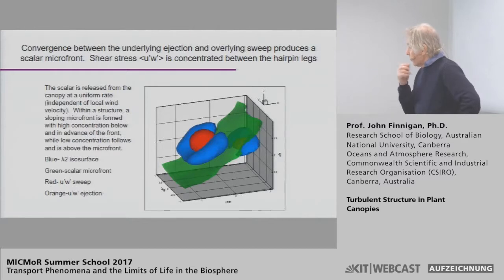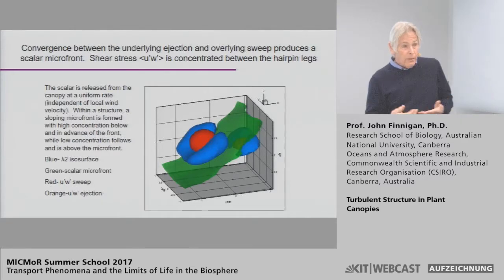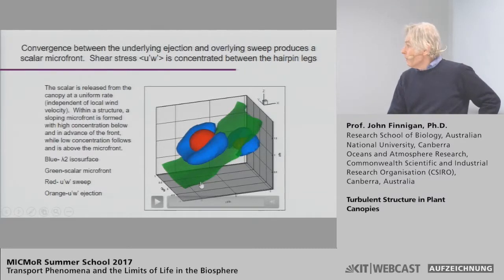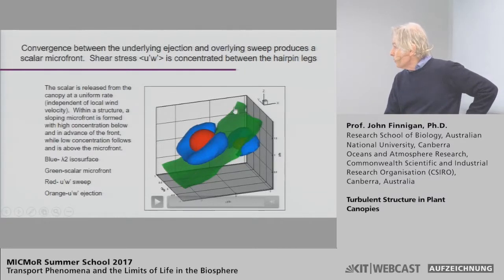The 3D picture is augmented now by releasing a scalar from the canopy, and by looking at the region where the scalar, actually what this sheet is a plot of the scalar gradient, and when the scalar gradient is above some threshold, we see the sheet.